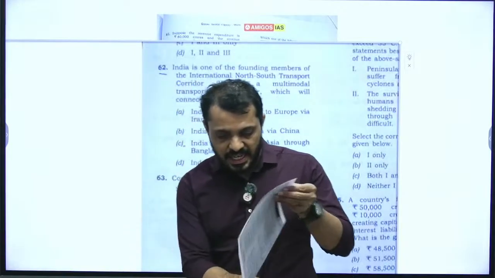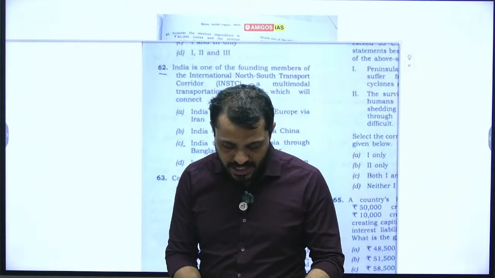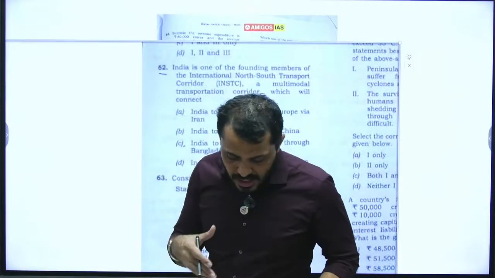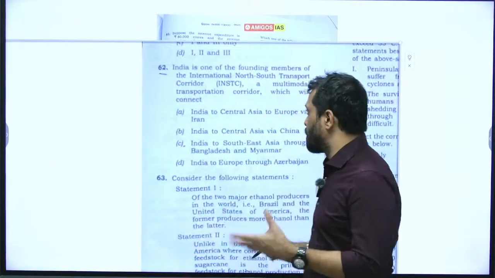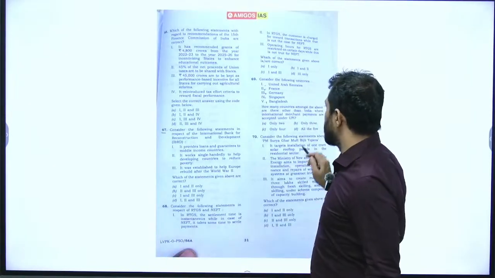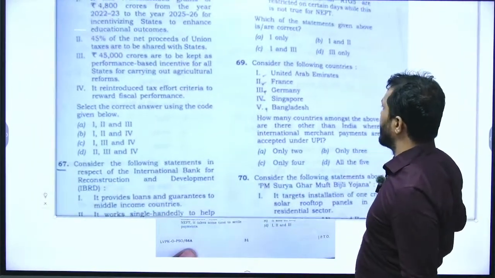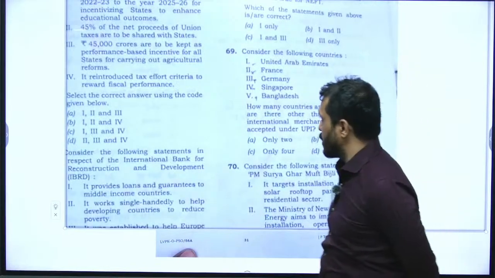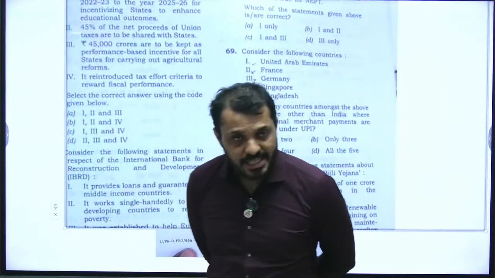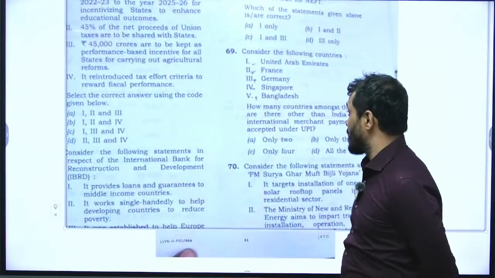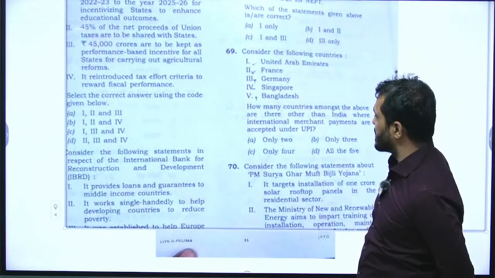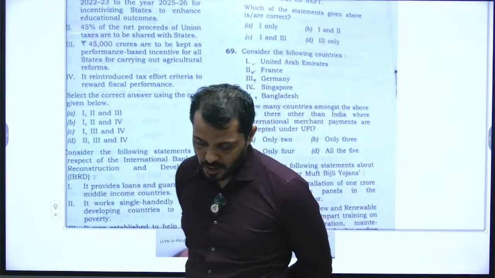Next, question number 69. Consider the following countries. They have given a few country names and are asking in which of those international merchant payments via UPI are acceptable. Let's see which countries they have given: UAE, France, Germany, Singapore, and Bangladesh. In Germany, it is not accepted, and in Bangladesh also it is not accepted so far. France, UAE, and Singapore are the three countries which accept UPI payments. So the answer is 3.